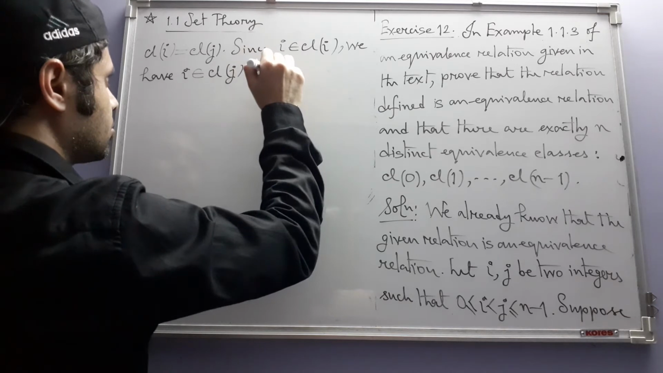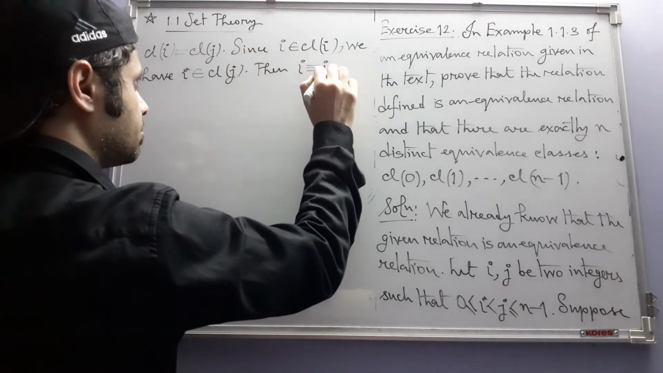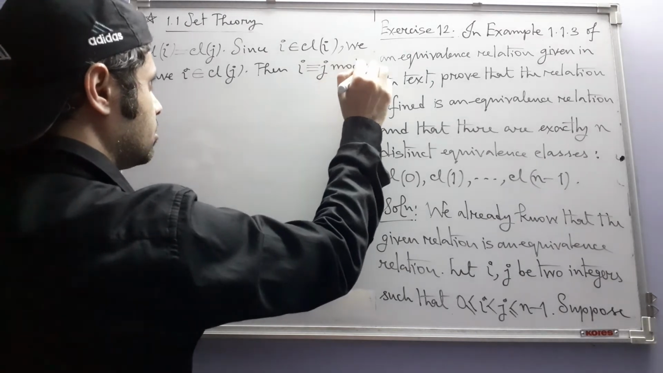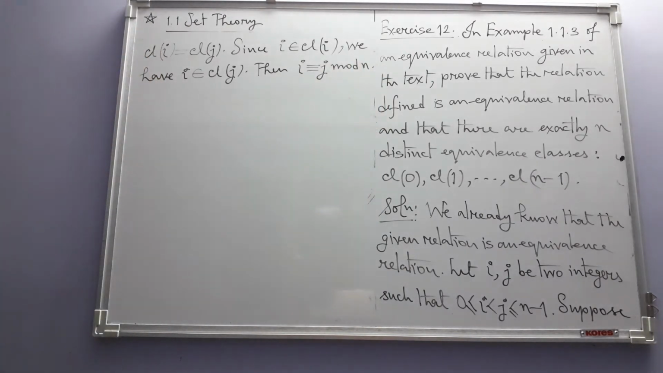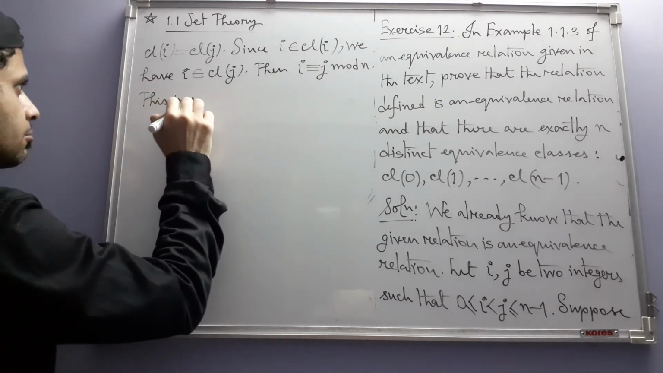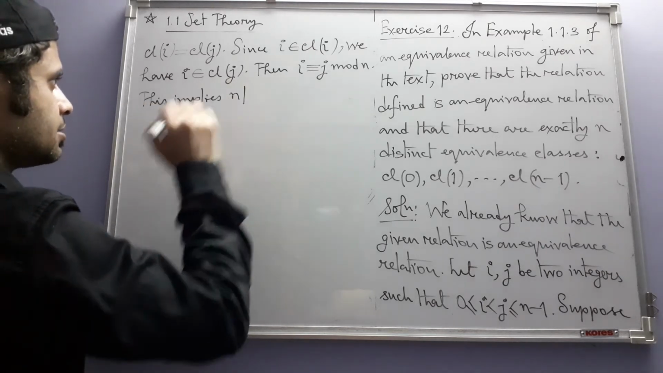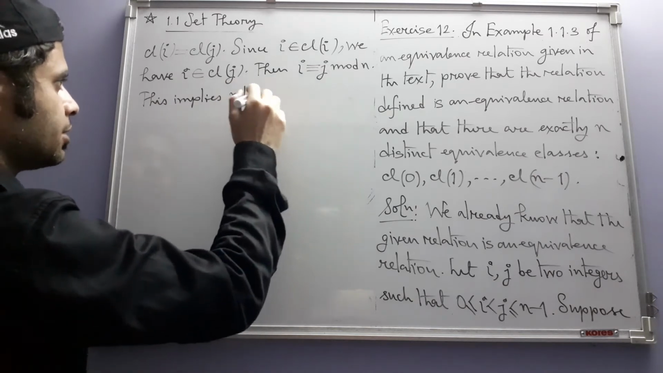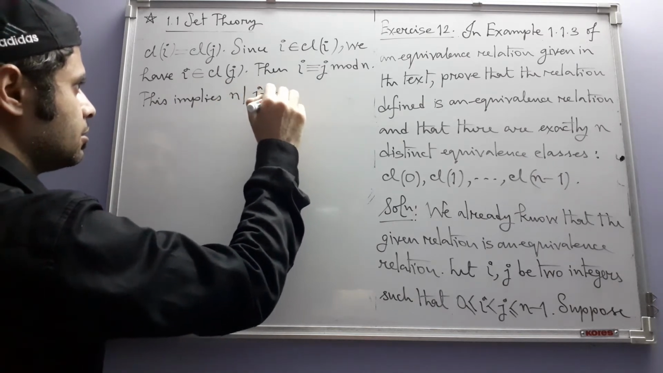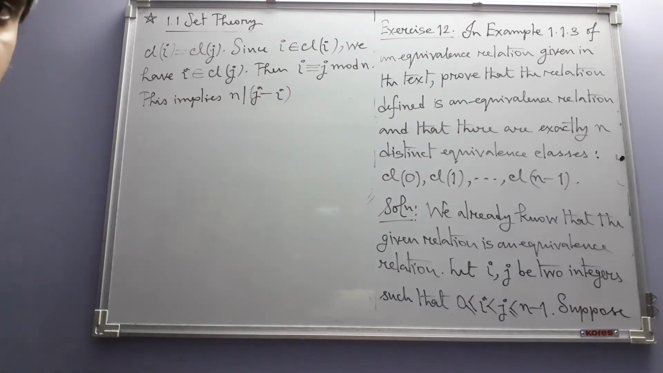Then i is congruent to j mod n. Okay, this implies n divides i minus j, or you can write j minus i, because we have taken j to be greater than i, so j minus i will be a positive number.